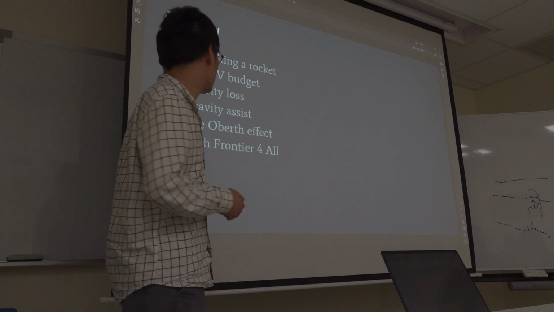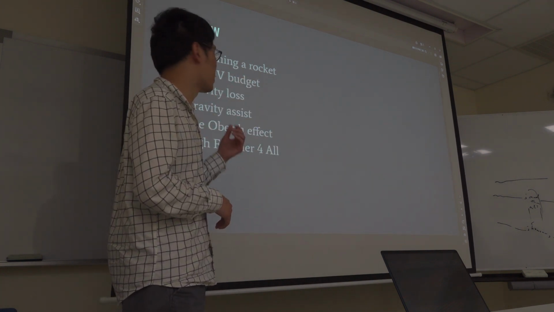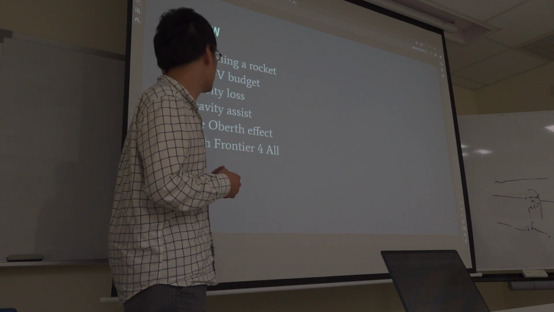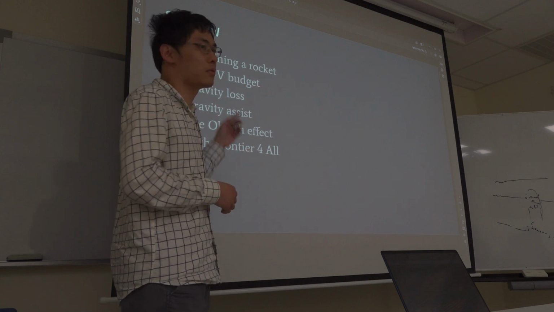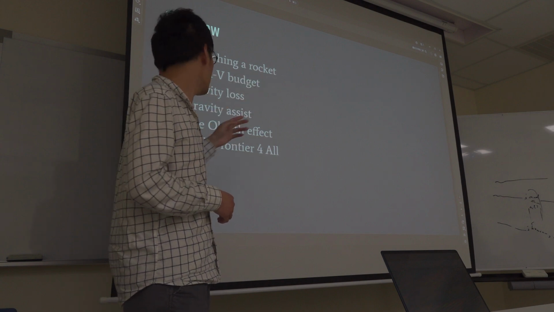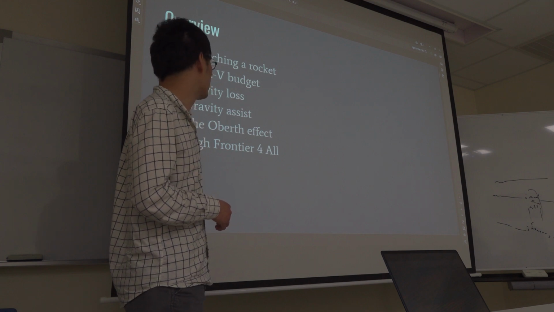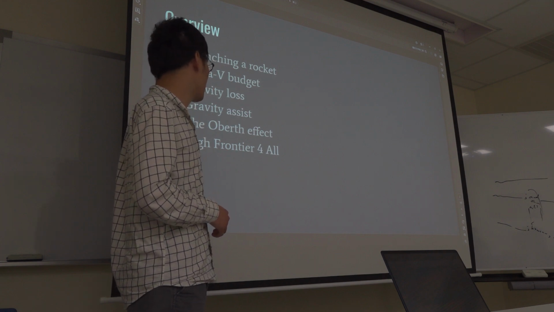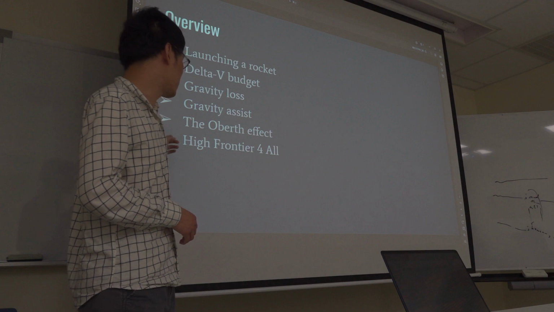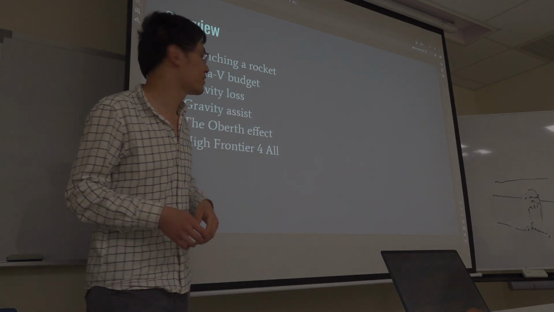First, I will talk about how we need to consider about launching a rocket and the important idea about the delta V, which we will use in the rocket mission. And then we will briefly talk about these three concepts: the gravity loss, gravity assist, and the Oberth effect. And finally, the whole game about rocket science.